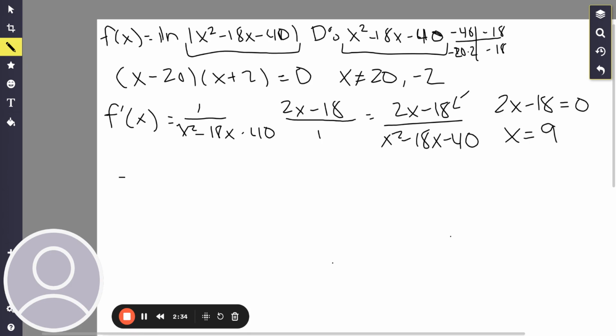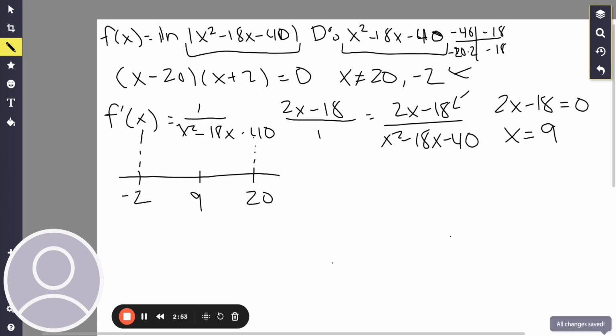So now we're going to create our number line. We're going to have negative 2 right here, and 20, and then we're going to draw lines to remember that they are asymptotes, and then we're going to put 9 right here in the middle. And 9 is not an asymptote because 0 can exist in this equation right here.